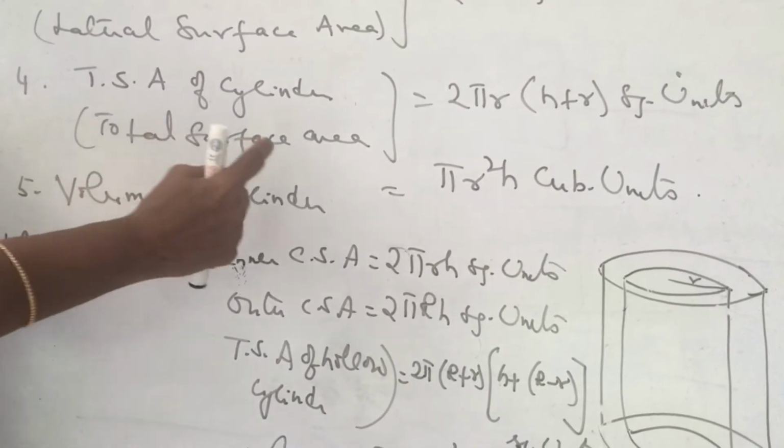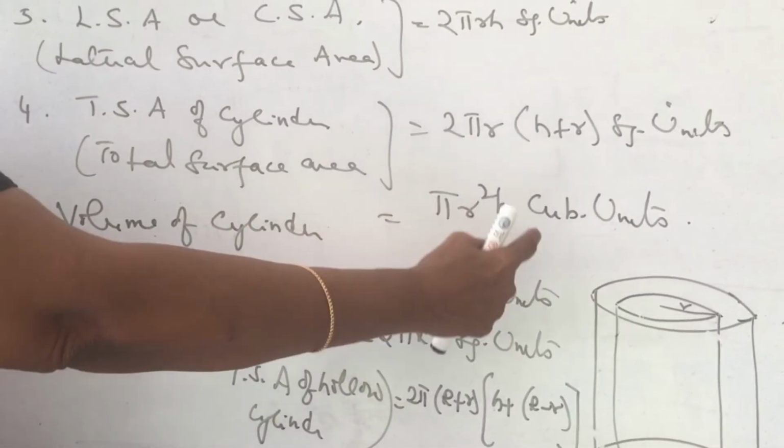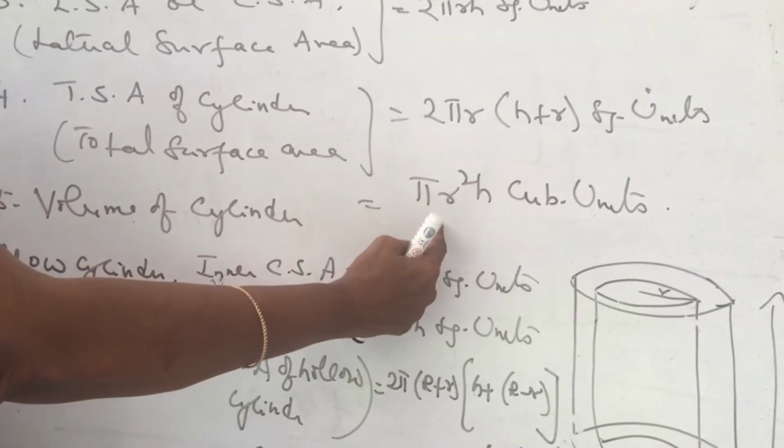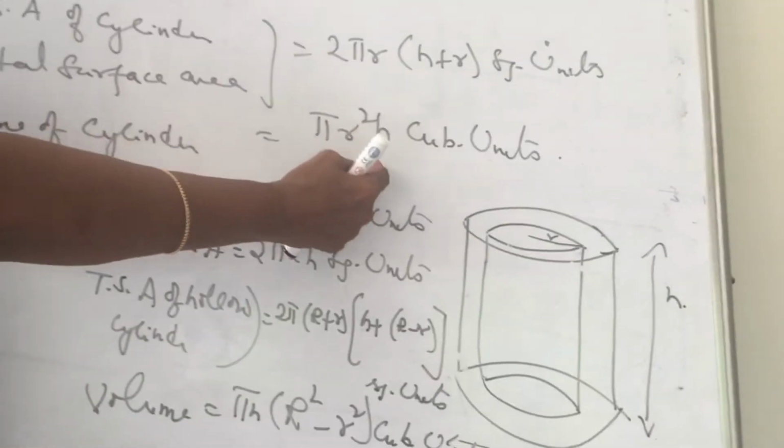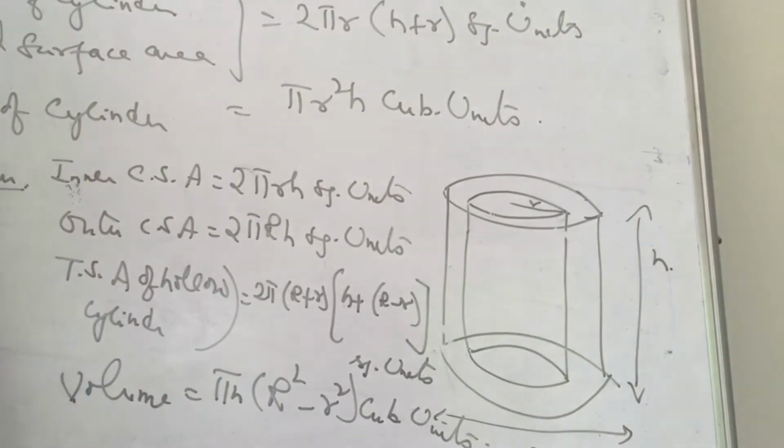Volume is base area into height. The base is a circle, children. Its area is pi r square. Pi r square into h is pi r square h cubic units.